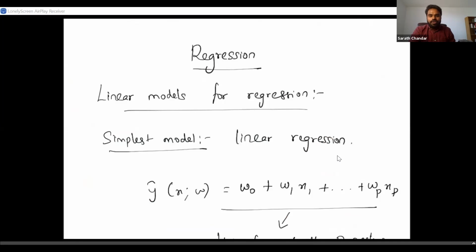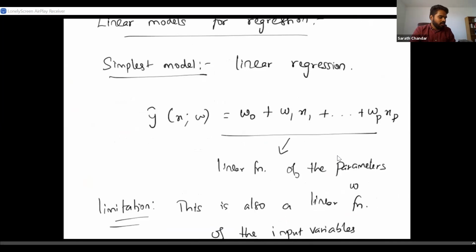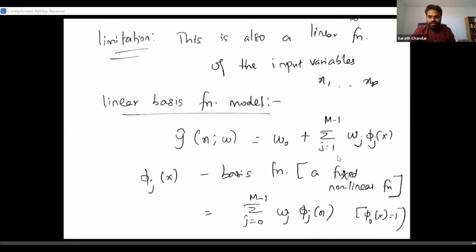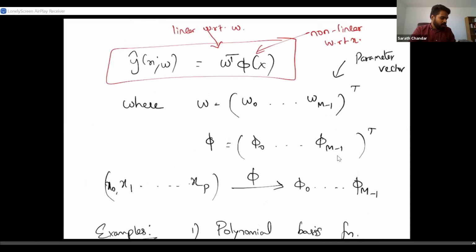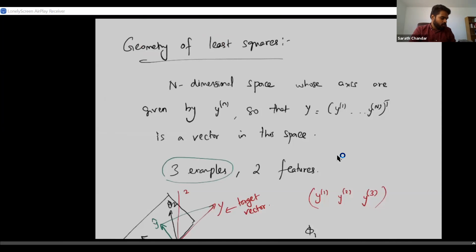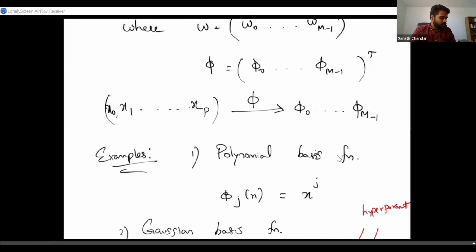So then we switched to regression. We started looking at basis function based regression models, where the idea is that instead of making your model nonlinear with respect to the weights, which will make the optimization problem harder, we made the model nonlinear with respect to the input. We took the x and applied a fixed nonlinear basis function to it, so that we can actually model complex decision boundaries. And we discussed different types of basis functions.